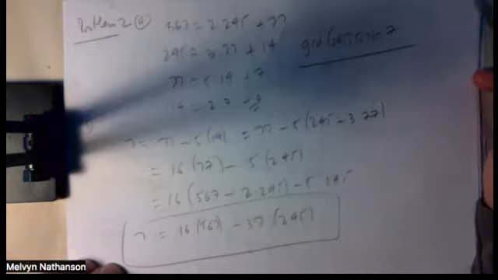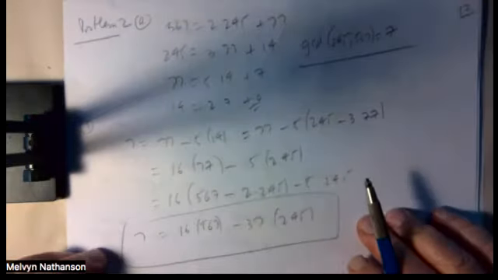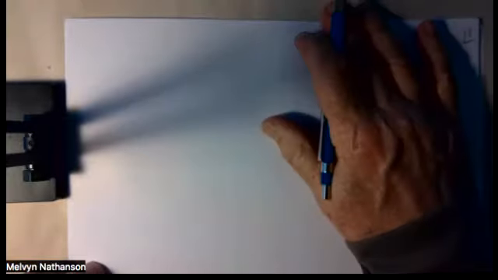Okay. Any questions about this? Problem 3 is to prove 2 identities in set theory.